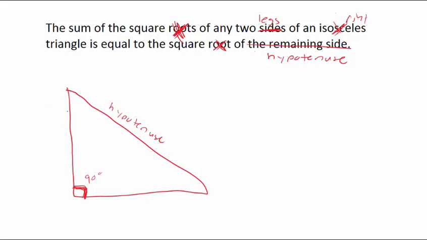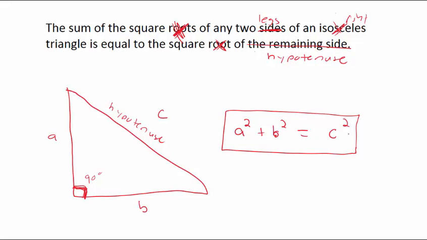And so let's say the length of this side is defined by A, and the length of this side is defined by B. And so the sum of the squares of the two legs of a right triangle, so the square of A plus the square of B, is equal to the square of the hypotenuse. So let's say the length of the hypotenuse is defined by C, and so it equals C squared. A squared plus B squared equals C squared. And that is the Pythagorean theorem.